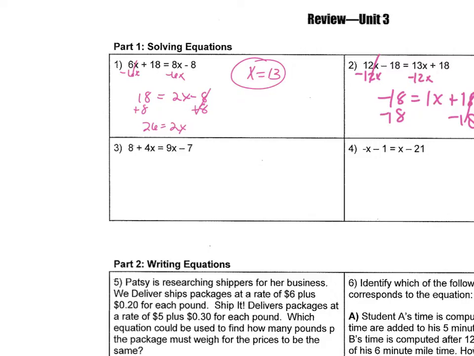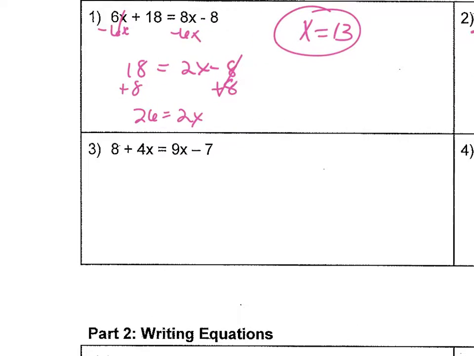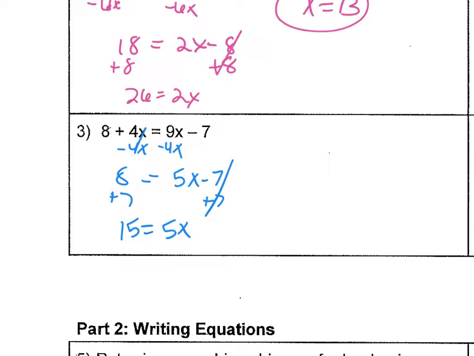Okay, number 3, we're going to subtract our smallest variable first, which is 4x. The answer is 3. Good. So we add 7 on both sides. We get 15 equals 5x. So then x equals 3 when we divide by 5 on both sides.